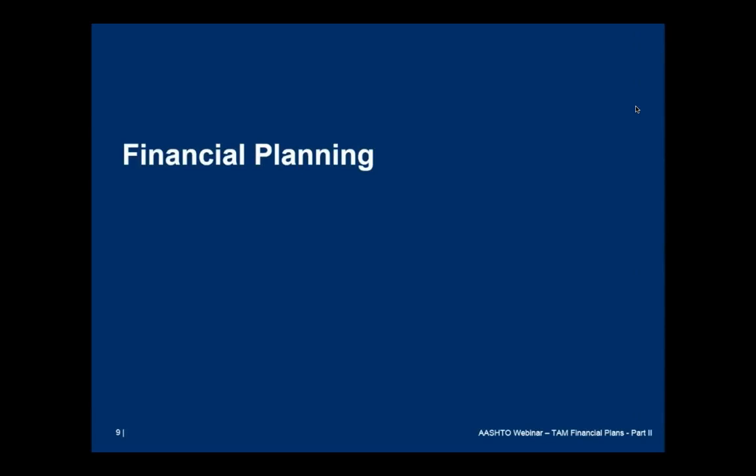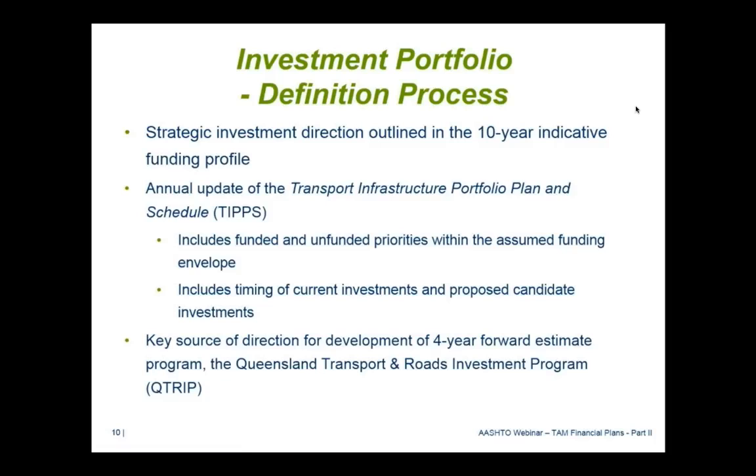I'll step now into our financial planning processes for infrastructure operations and what it looks like. Now, the department operates on a portfolio basis with around 15 investment groups. So overall, the funding for the portfolio is negotiated with our federal government and with our state treasury. So this means that while we have no ability to directly raise revenue, we are able to work with our fund providers to agree on an indicative forward funding profile, and we document that in a document known as the Transport Infrastructure Portfolio Plan and Schedule, TIPS, and it includes our funded and unfunded priorities within an assumed funding envelope and timing of more significant investments within those candidates.